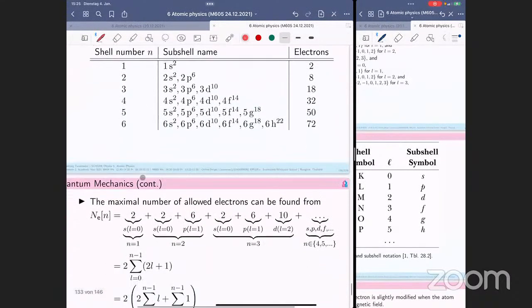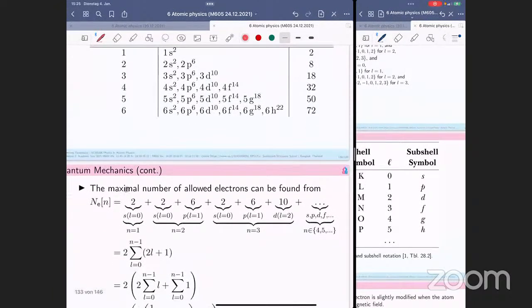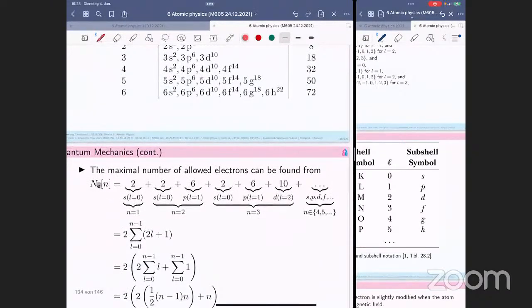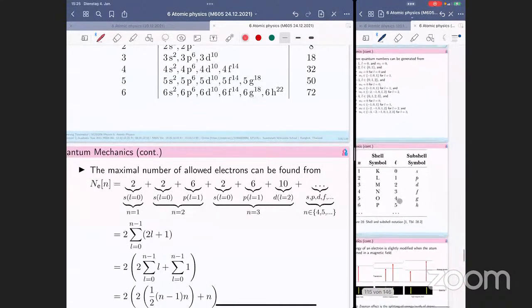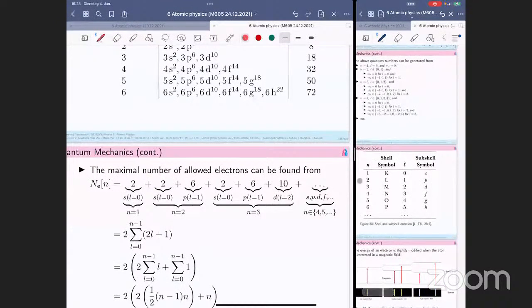Once you know n, the maximum number of allowed electrons can be found from this. Ne is the number of electrons as a function of the small n, right? It's 2 plus 2 and 6 plus 2. This is the state of n equal to 1, the K shell. When n is equal to 2, it's called the L shell. When n is equal to 3, it's the M shell. Then N, O, P, and so on.